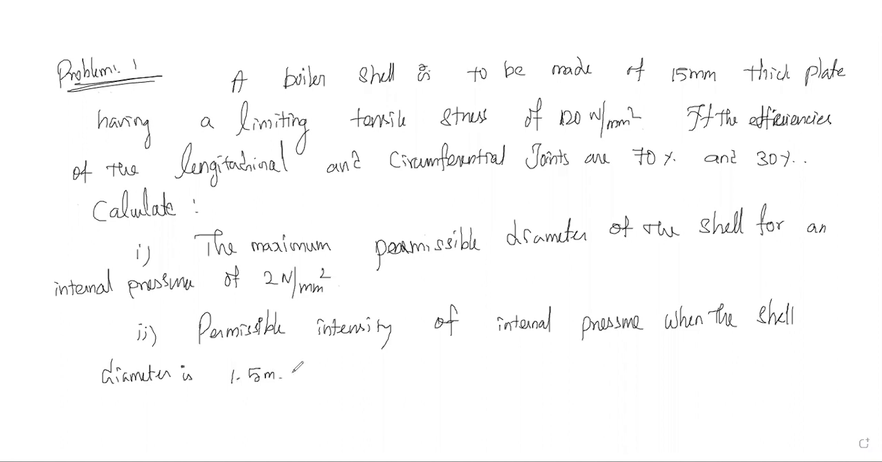So first thing, they have given the permissible. So what is the permissible diameter when the internal pressure is 2 Newton per mm²? The second question is find the pressure intensity. Now if the diameter is 1.5, there are 2 cases. So let us move on to the solution part.